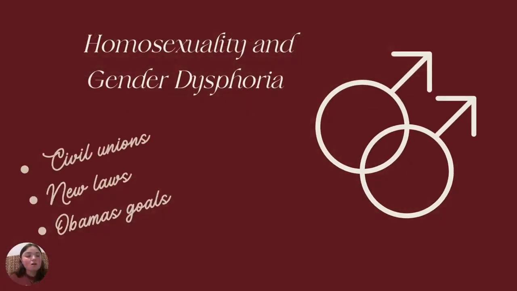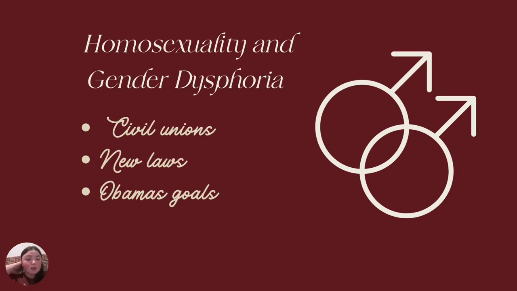All right. So, homosexuality and gender dysphoria. So, Vermont was the first state to legalize civil unions. And a civil union was basically just marriage between homosexual couples. And then new laws. In 2003, the Supreme Court ruled against any law that criminalized homosexuals. So basically, giving them the same rights that straight couples would have.